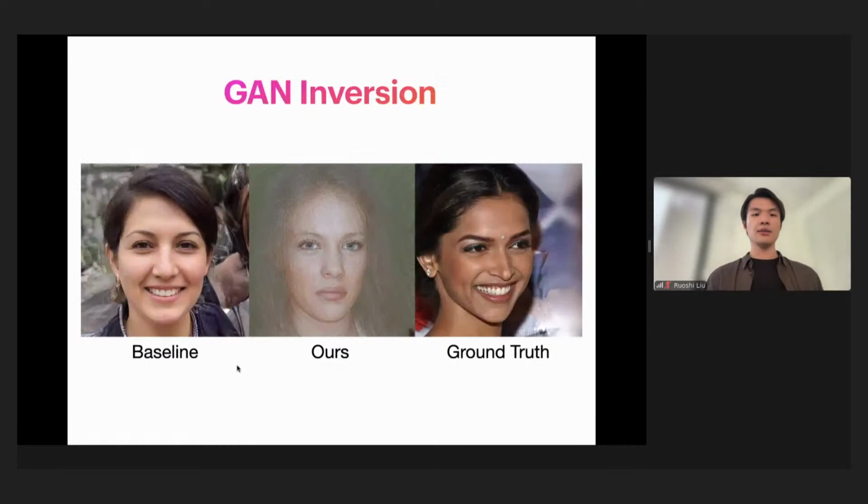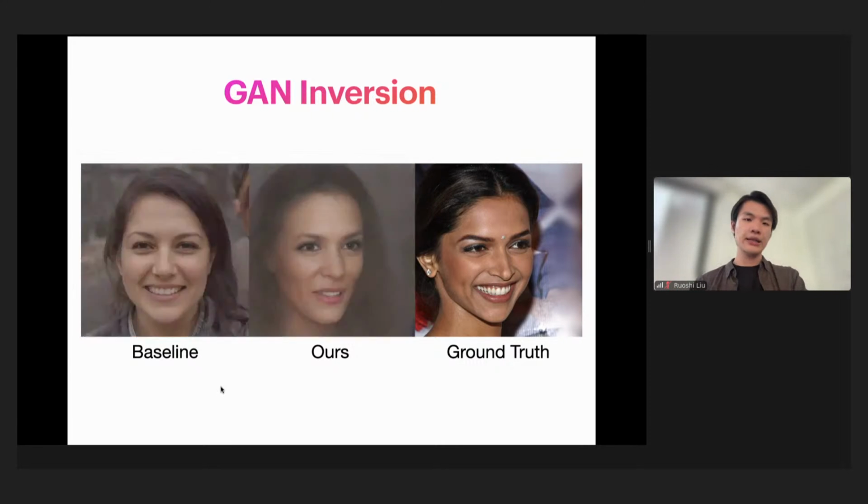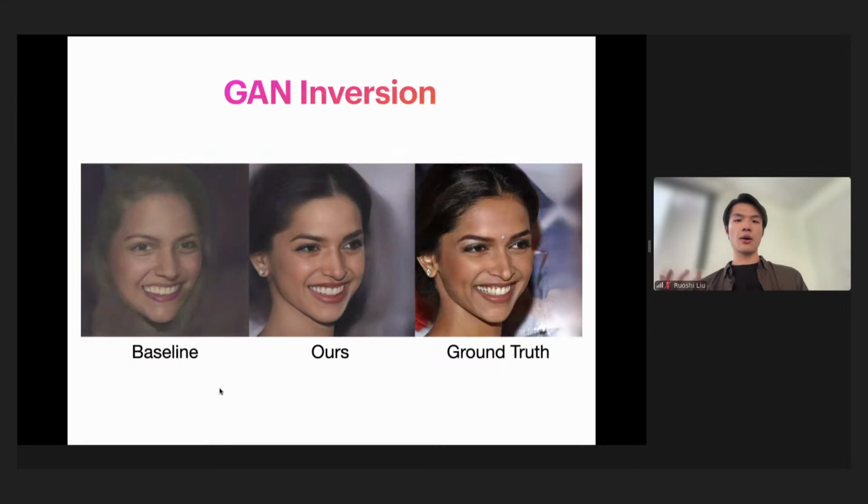The shadow was one example, and here we also show another example of doing GAN inversion, because GAN inversion is also a neural network inversion problem. And we show that if you optimize in our landscape, it's much faster than the baseline.